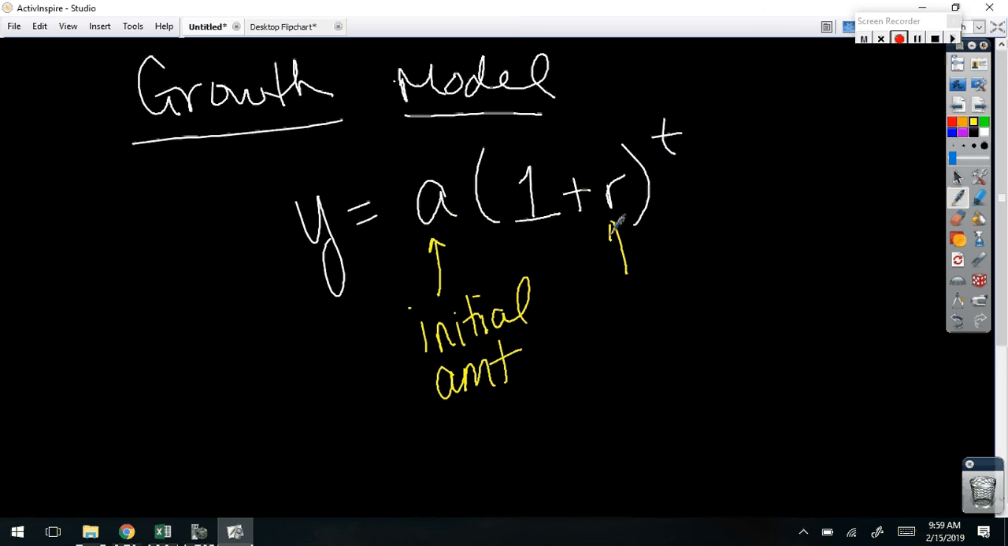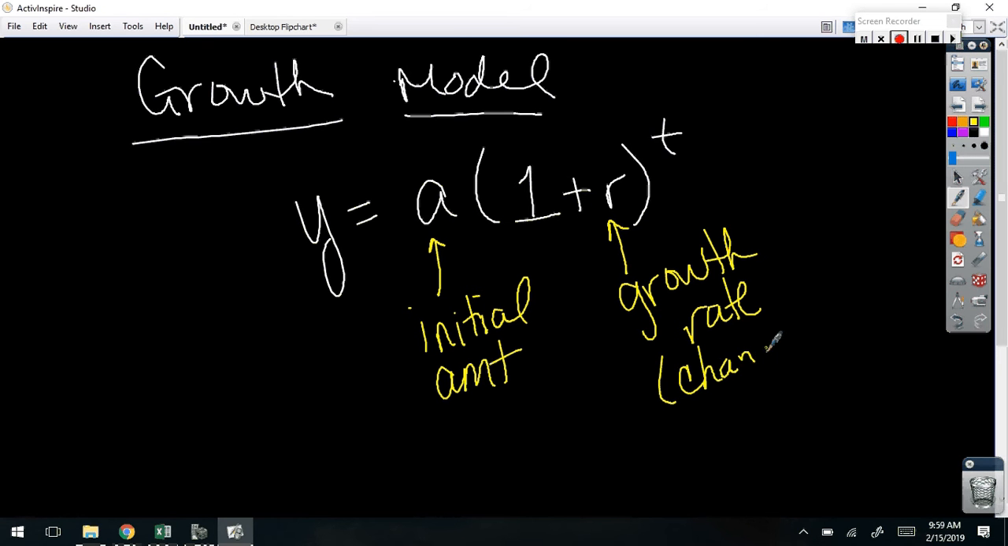All right, R. This is the rate that it grows, okay? Your growth rate. Now, they're going to give it to you as a percent, but you have to change the percent. For instance, if I told you that I have a stamp at my house that I paid $5 for that has increased 20% each year, what would my R be?